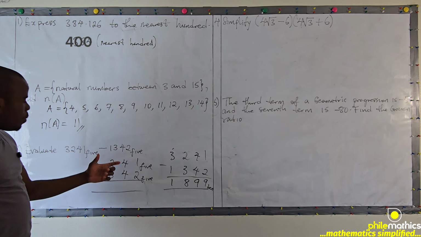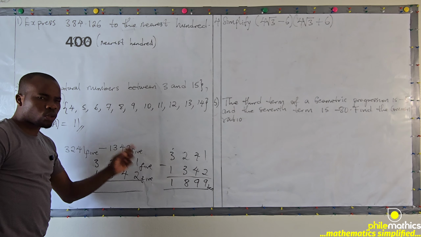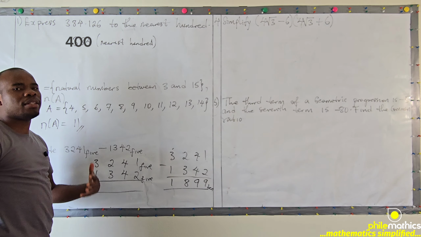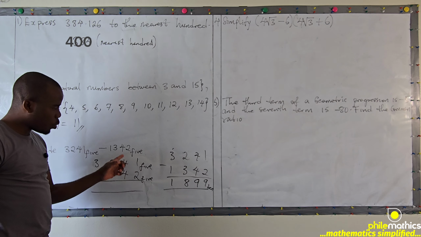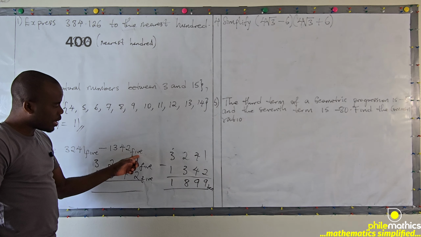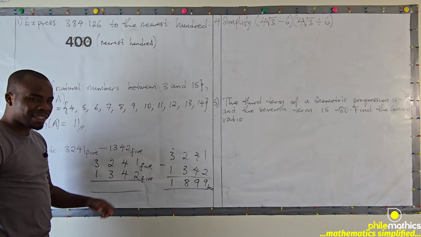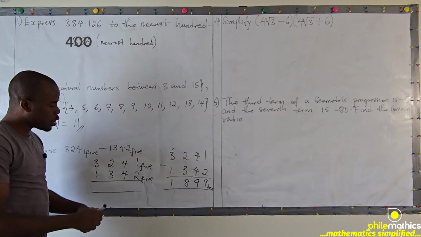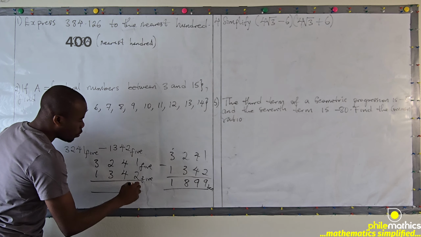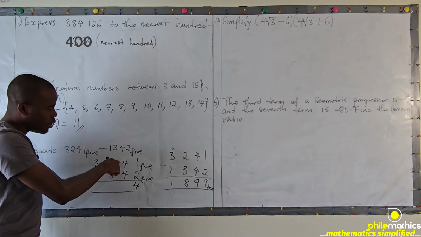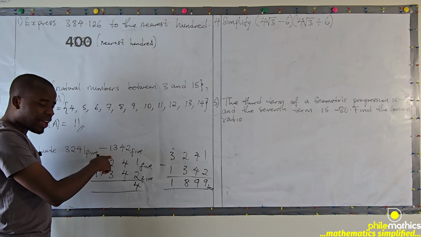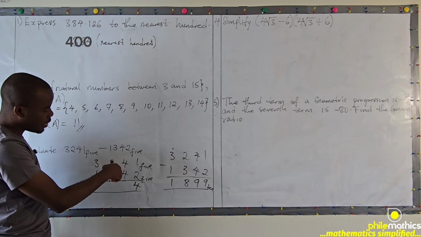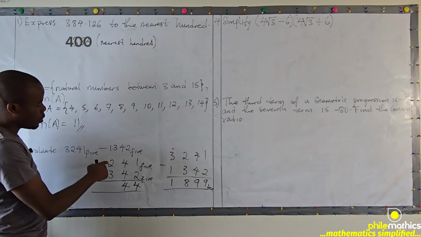Now, in base 5, when you borrow 1, that 1 is 5 because we are working in base 5. So 1 minus 2, it cannot. Borrow 1 from here, add it here. The one you borrow is 5. 5 plus 1 is 6. 6 minus 2 is 4. We are left with 3 here. 3 minus 4, it cannot. Borrow 1 from here, add it here. The one you borrow is 5. 5 plus 3, 8. 8 minus 4 is 4.